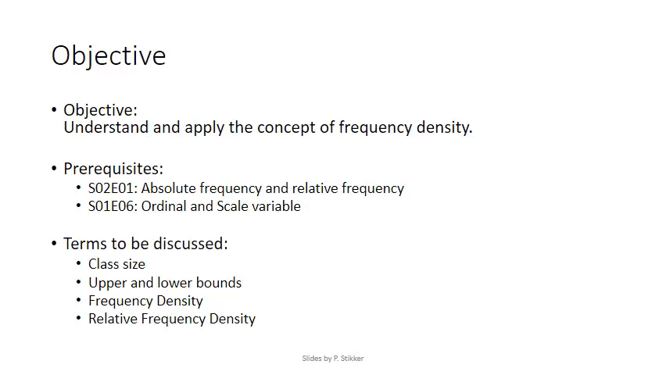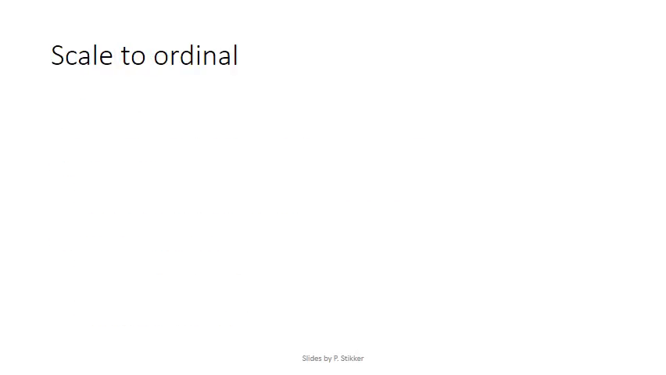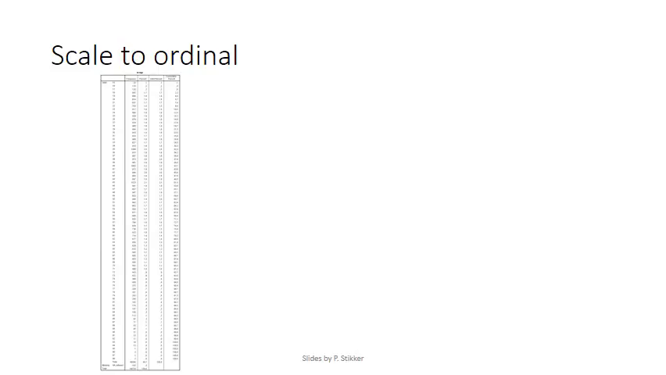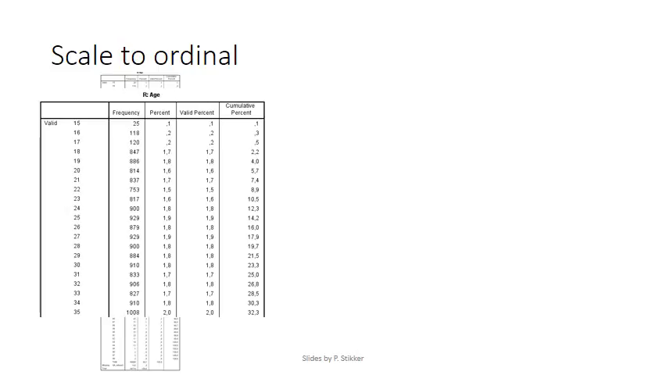and relative frequency density. If we have a scale variable and would list all the possible values with the corresponding frequencies, you might sometimes end up with a frequency table like this one. I'll zoom in a little bit, but as you might be able to notice, there are 847 people who are aged 18, but this list becomes so long that it doesn't become clear. And one of the points of descriptive statistics is to give a clear overview.